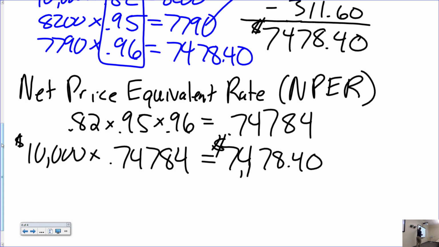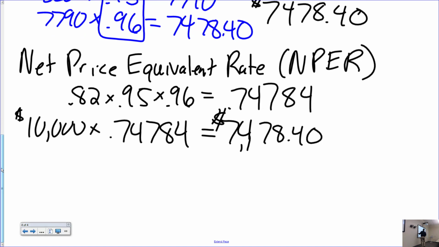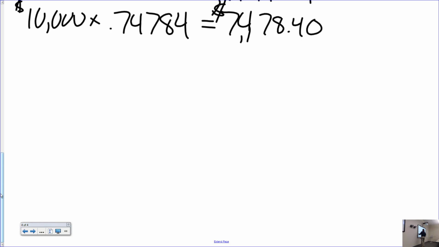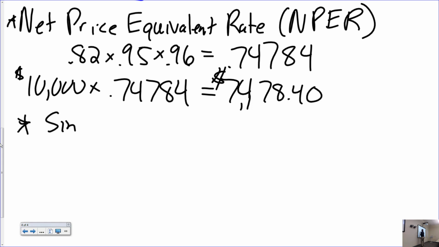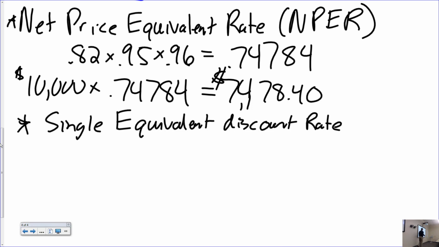Now, here's a star. Here's another star. Another term you need to know: single equivalent discount rate. Again, the book will abbreviate it with SEDR.